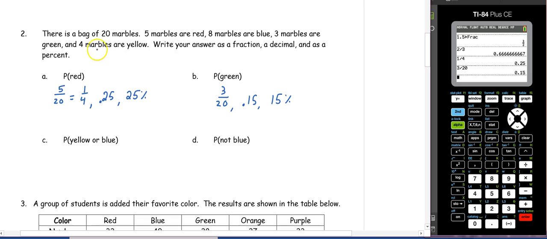So there's 4 yellow marbles and 8 blue marbles. So 8 plus 4 gets us 12 out of the possible 20 marbles. Both of these numbers are divisible by 4, so this reduces to 3/5.